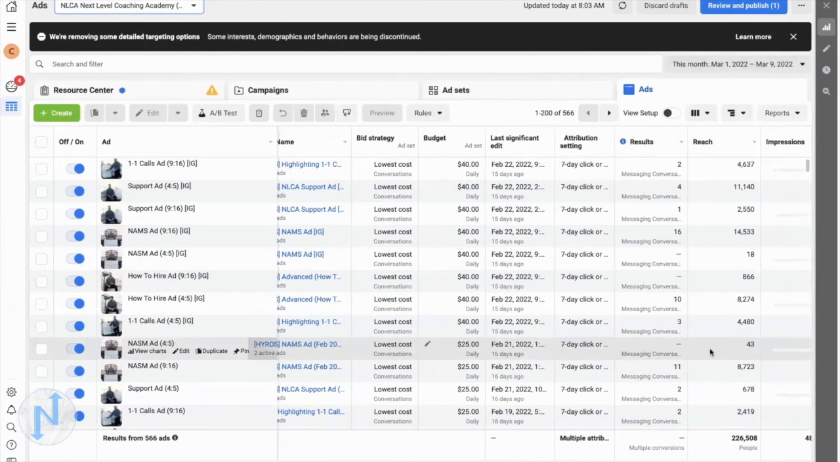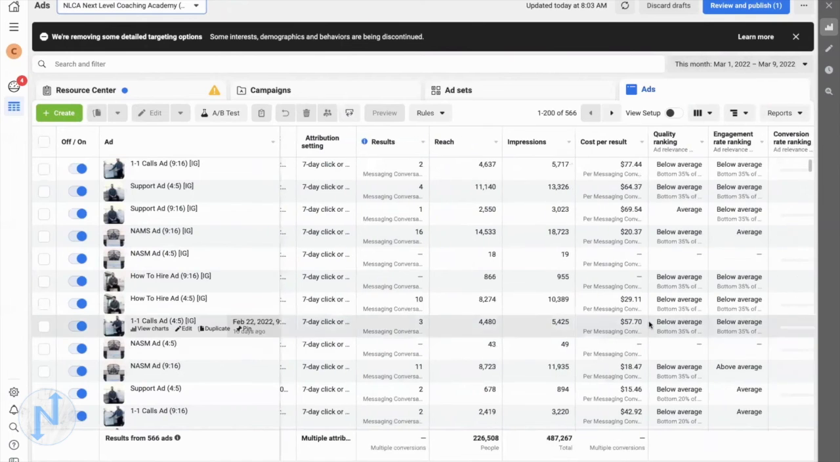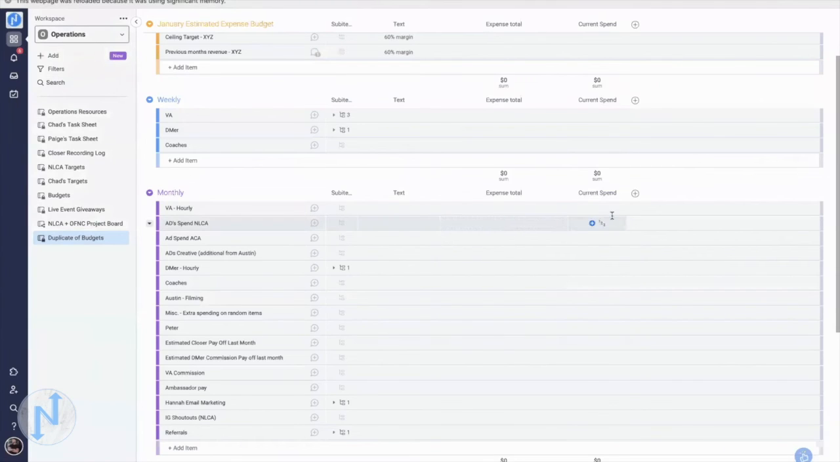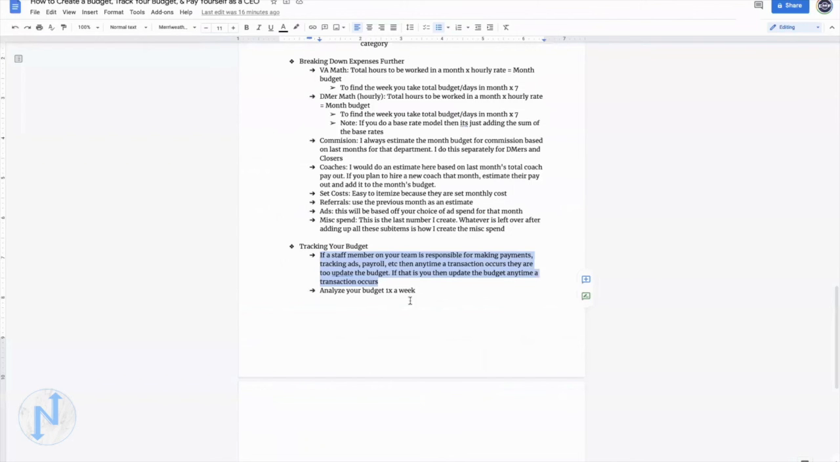And then you come over here and it'll tell you how much you're spending. All right. So every day you can come in here, you can see what you're spending, you can go to the budget and you can update the budget, right? Update the current spend column here. All right. So very simple. Anytime a transaction occurs, you go into the budget and you fill that in.